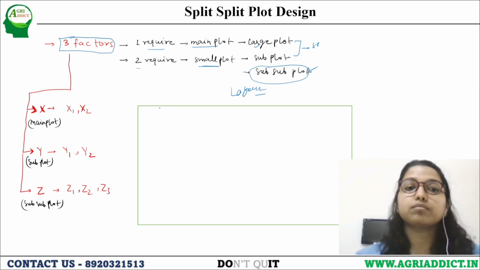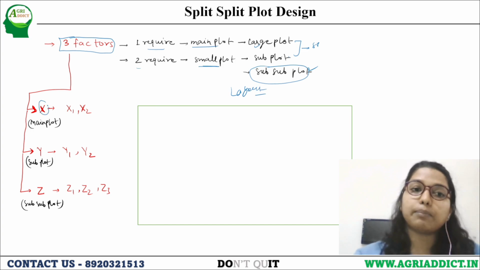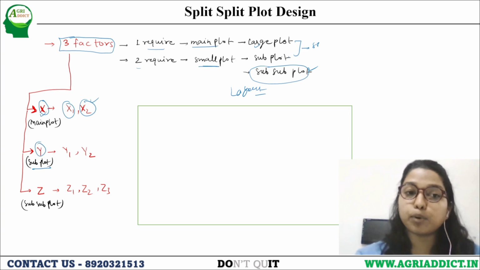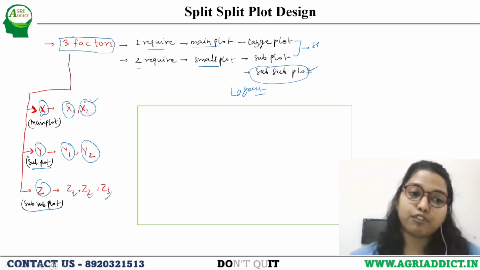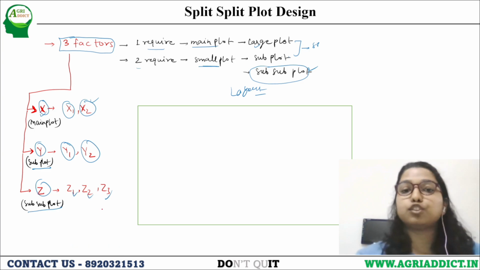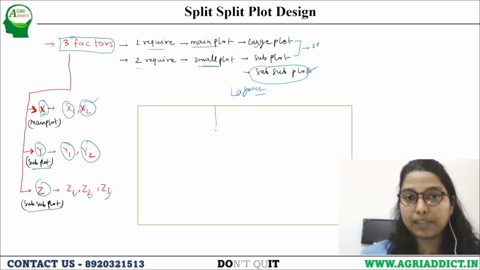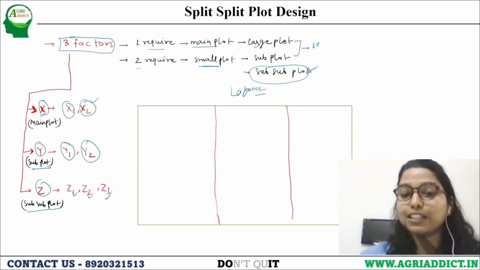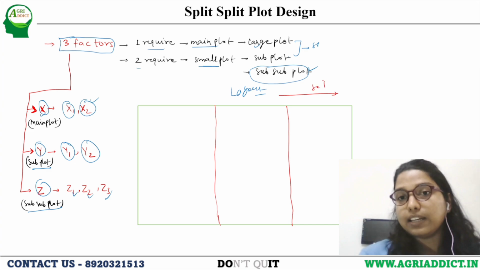Okay, the layout. Per se, our main plot factor is x, and it has 2 levels, that is x1 and x2. Similarly, this is y, which will be our subplot factor. We have 2 levels of it, that is y1 and y2. Similarly, the sub-subplot factor is z, with z1, z2, and z3. So now we have to do the layout. First divide the plot into 3 replications. And as we studied in the principles of design of experiment, say this is the gradient, the soil fertility gradient is this way.